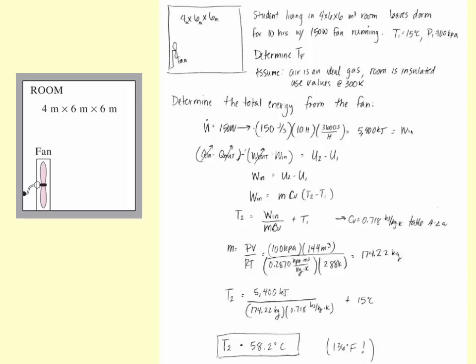Just out of curiosity, if there would be like a window open, would it be cooling down since it's air being sucked in? It would depend on if the outside was cooler than the inside. Yeah, so if there was a window open and it was hot outside and you're running a fan, then your room's just going to get even hotter. If it was colder outside, then, you know.